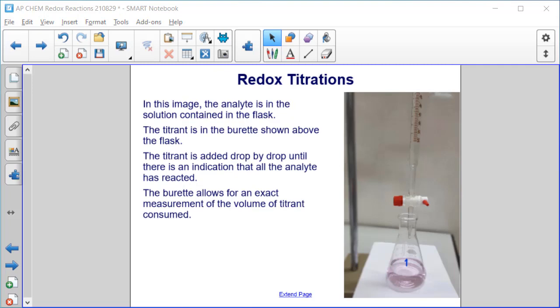In this image, the analyte is in the solution contained in the flask, down here labeled by this number 1. The titrant is in the burette, so we know a lot about what's in the burette. This is the titrant. The titrant is added drop by drop. You turn this little stopcock and drop by drop, titrant is added until there's an indication that all the analyte has reacted. Maybe a color change. You can see there's a little bit of pink here. So maybe it's a color change. The burette allows for an exact measurement of the volume of titrant consumed.